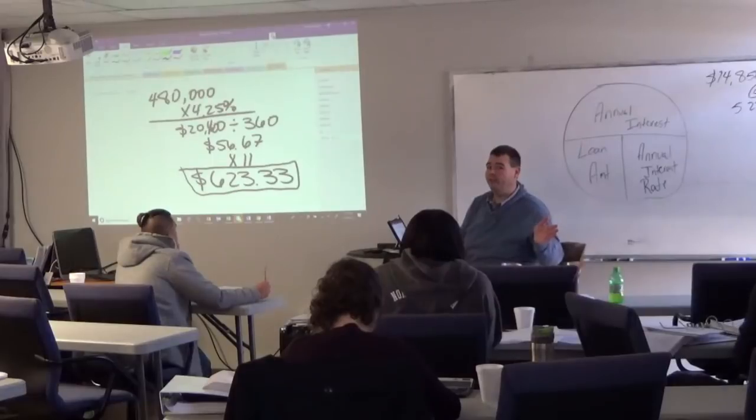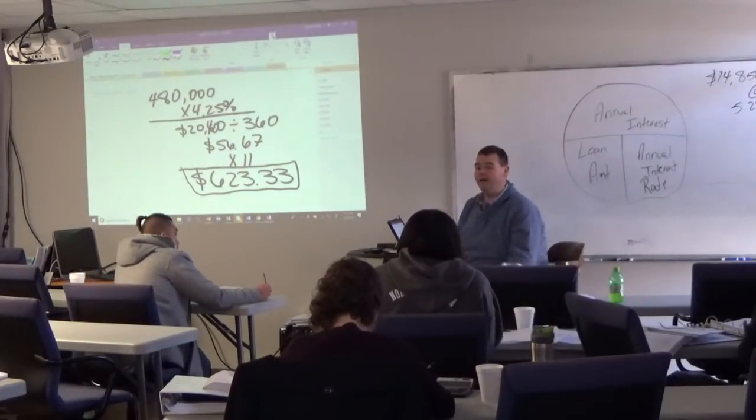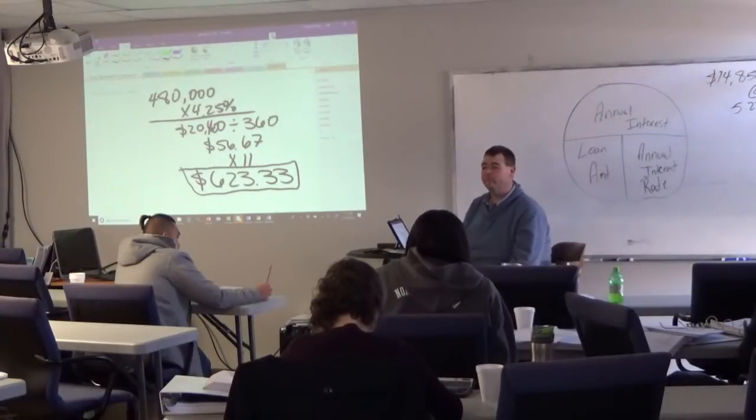Accrued would be paid by the seller. Interim would be paid by the buyer. Okay? How do we feel? Pretty decent?